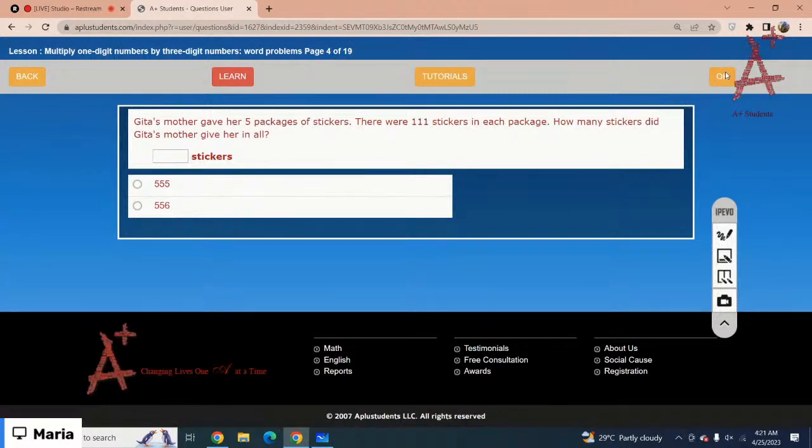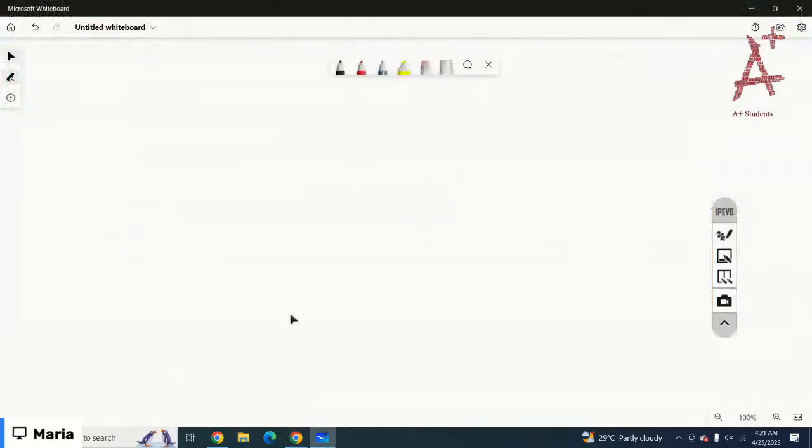Geeta's mother gave her 5 packages of stickers. There were 111 stickers in each package. How many stickers did Geeta's mother give her in all? So basically, you have to do 111 times 5.